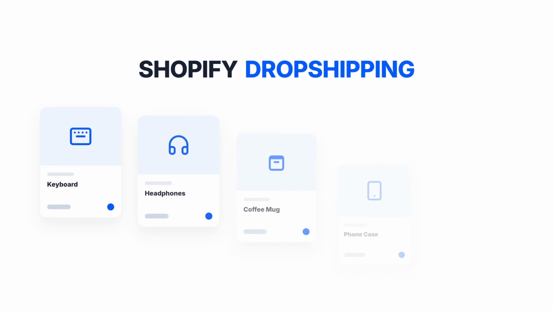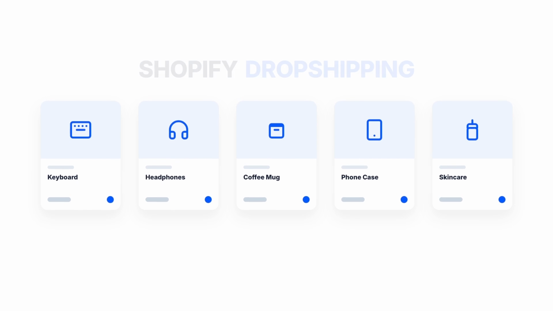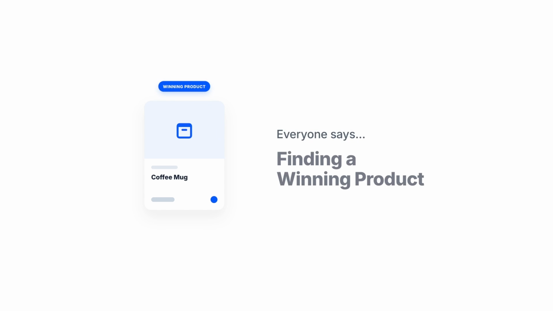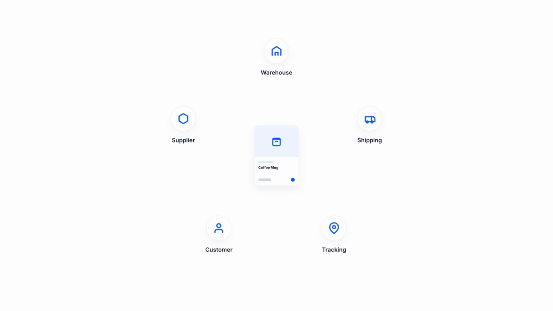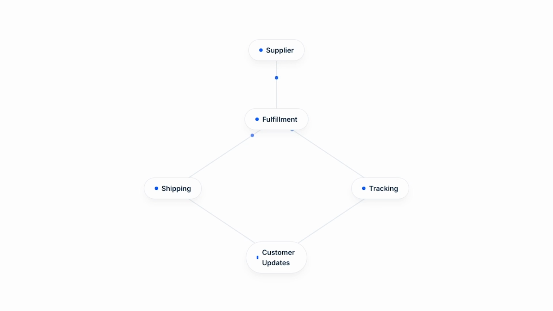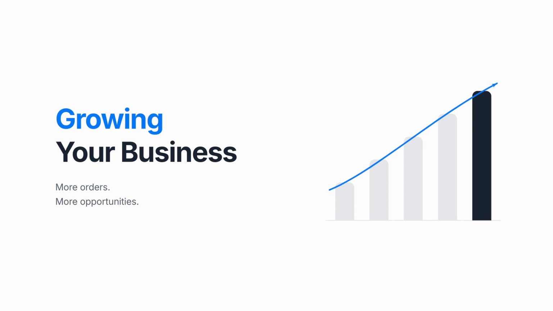If you've ever thought about starting a Shopify dropshipping store, you've probably heard that finding winning products is the hardest part, but in reality, that's only the beginning. Once orders start coming in, you have to deal with suppliers, fulfillment, shipping methods, tracking numbers, and customer updates. Managing all of that manually can quickly become overwhelming, especially if you're trying to grow your business.